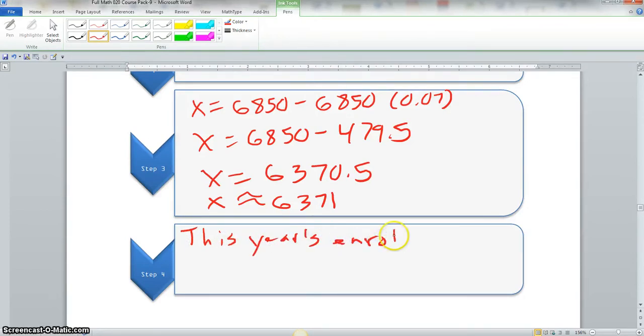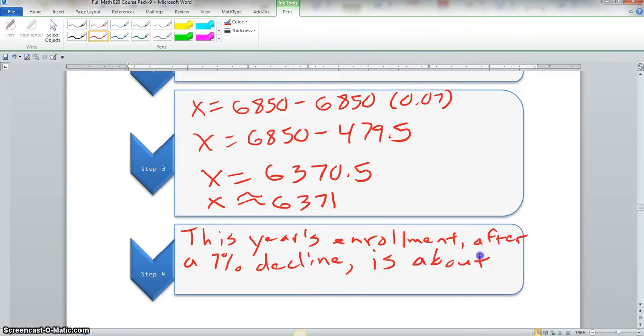So our final answer is this year's enrollment after a 7% decline is about 6,371 students. And that is the final answer.